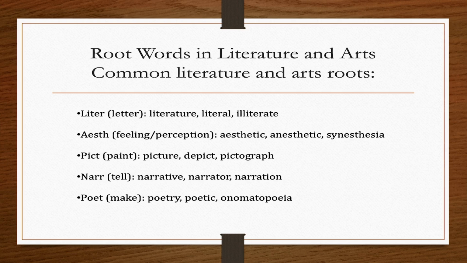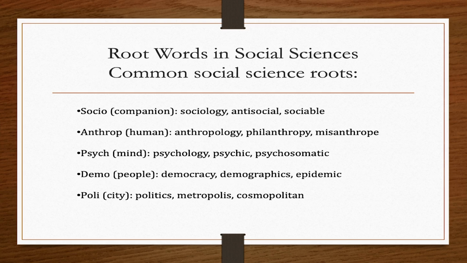So poet like this. There are some of these common words that are very commonly used in literature and arts, and while reading some of the books, especially classical texts, you might have come across many of these words. The point here is to tell you that with all these words, there is some root or the other involved. Now root words in social sciences. Now these are the common social science roots, as you can see.